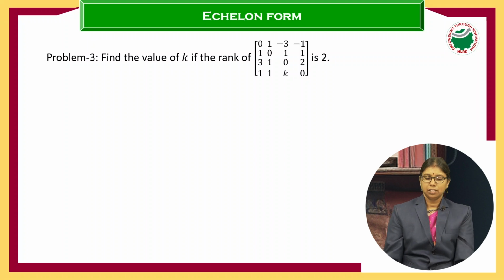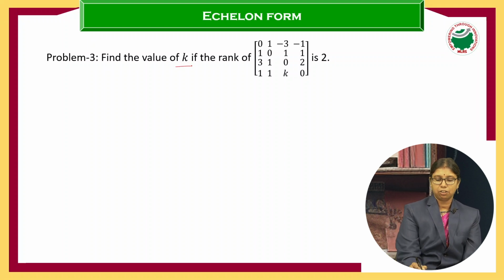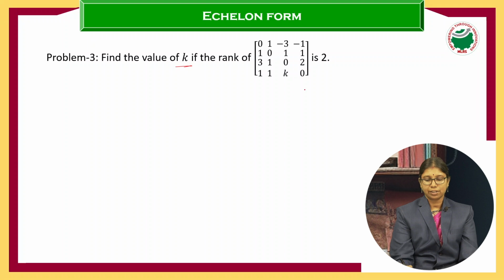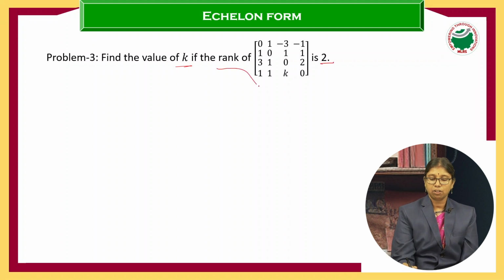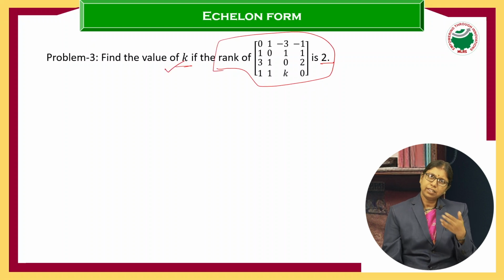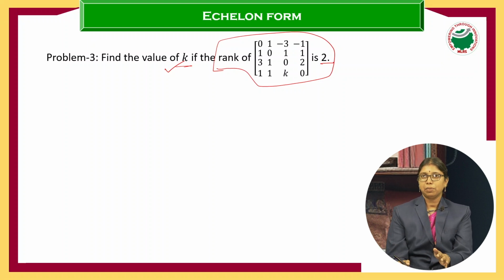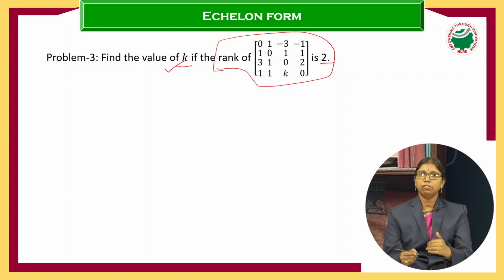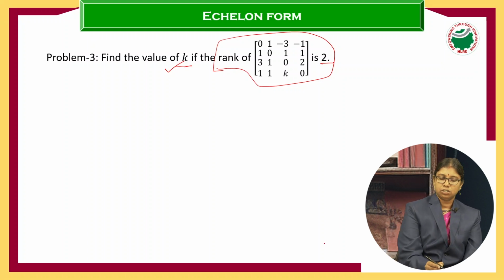convert the matrix to upper triangular. Here my third question is: find the value of k if the rank of this 4 by 4 matrix is 2. Using this condition, that the rank of this 4 by 4 matrix is 2, you have to evaluate the value of k. So first, to take the rank of the particular matrix, you need upper triangular or echelon form. So I'll convert the given matrix to upper triangular form. Then you focus on the given conditions.